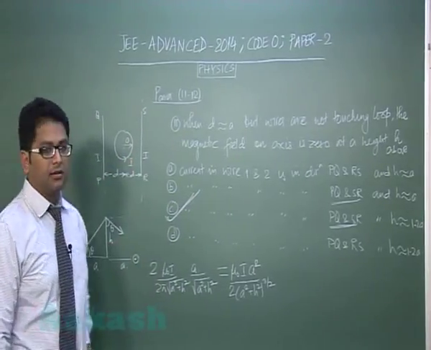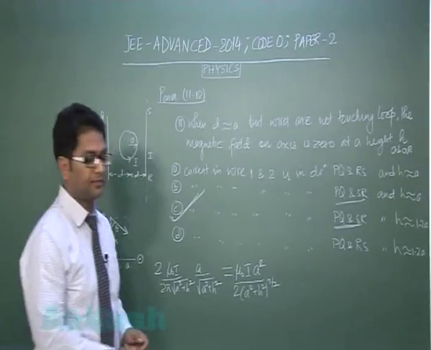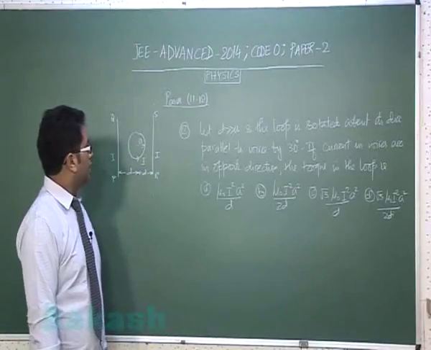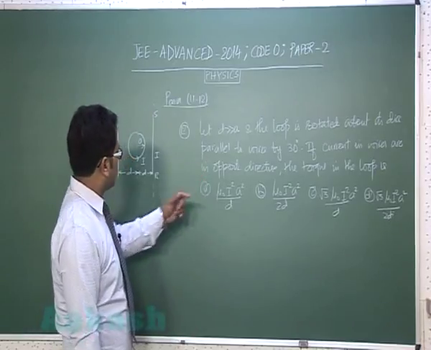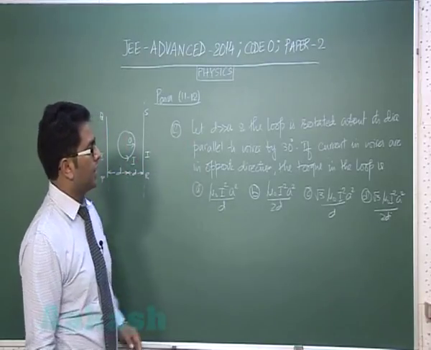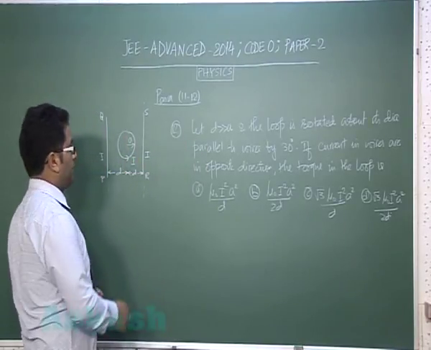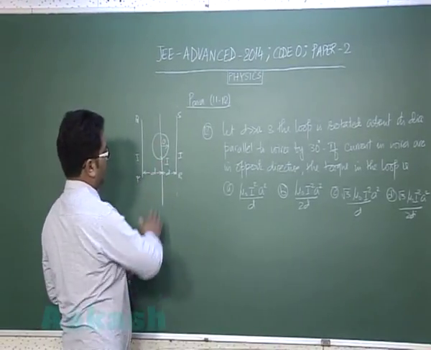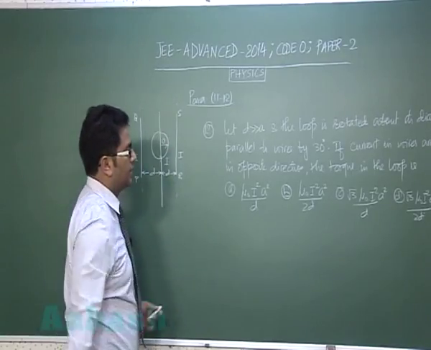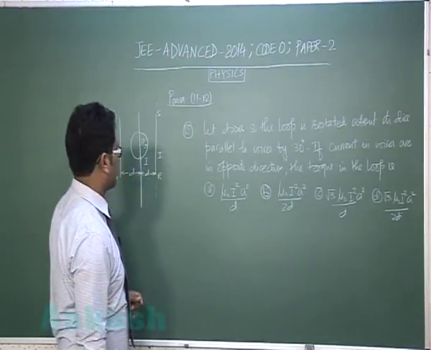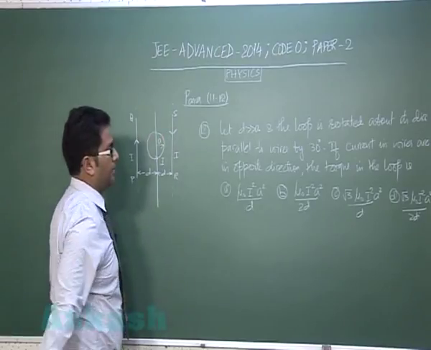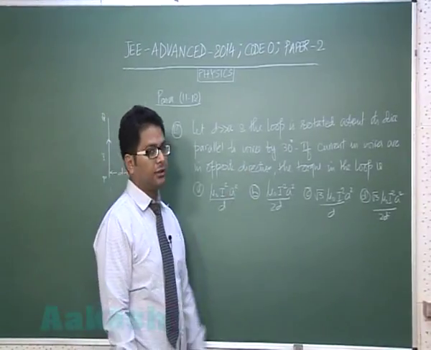For the same figure, we'll see question number 12. Let's go with question number 12. It says this D is much greater than A, and the loop is rotated about its diameter parallel to the wire by 30 degree. So here, parallel to this by 30 degree. That means the loop is rotated in this way. If current in the wires are in opposite direction, that means the field due to these at the center would be added up. We want the torque in the loop.